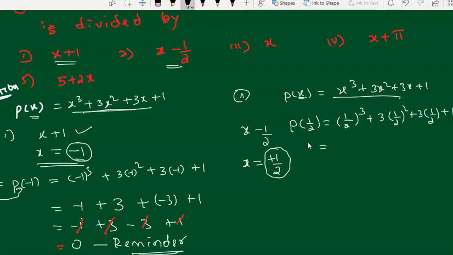Okay, 1 by 2 whole cube is nothing but 1 cube upon 2 cube, that is 1 by 8. Plus 1 square is 1, 2 square is 4, so 3 into 1 by 4, that is 3 by 4. Then 3 into 1 upon 2 is 3 by 2, plus 1. So I'll write a numerator also: 1 is nothing but 1 by 1.